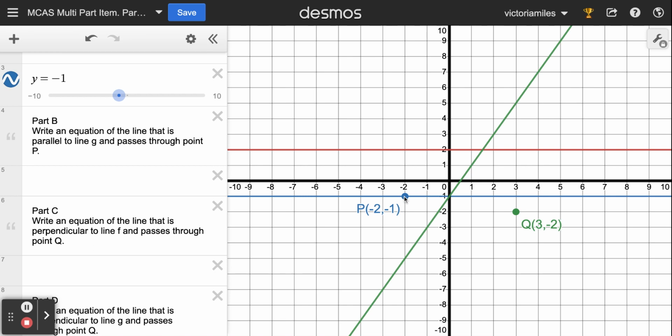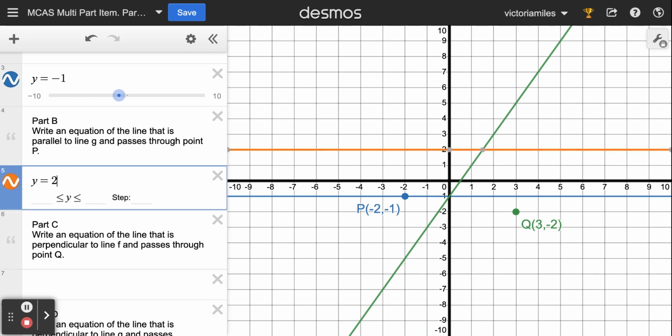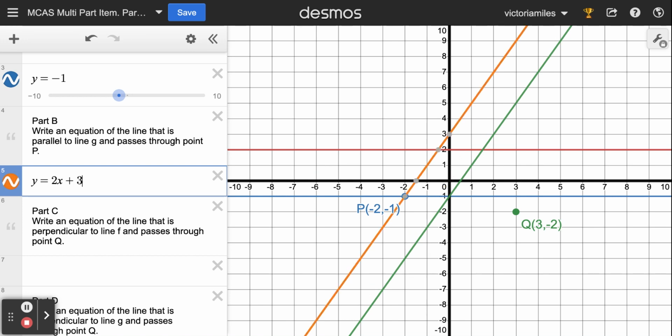So you want to use the graph. This is one way you could solve this: track points that would lie on the line in part B. Starting here, you're going to go up 2 and to the right 1, and then up 2 and to the right 1. And you can see that the y-intercept of the line from part B is going to be 3. We know that the slope is 2 because parallel lines have the same slope. So with y equals mx plus b, the y-intercept should be 3. We can see that the orange line and the green line are definitely parallel, so we are confident with our answer for part B.